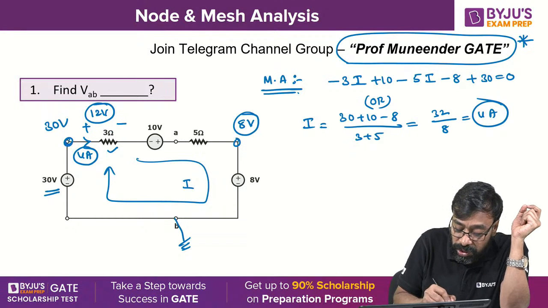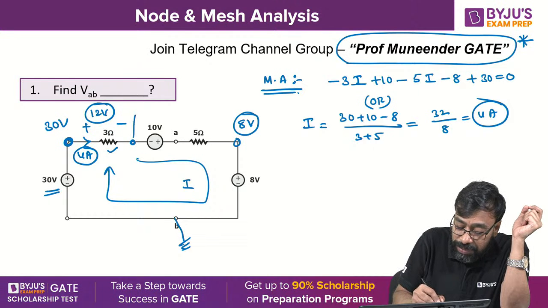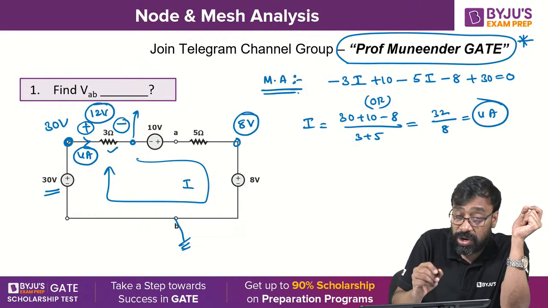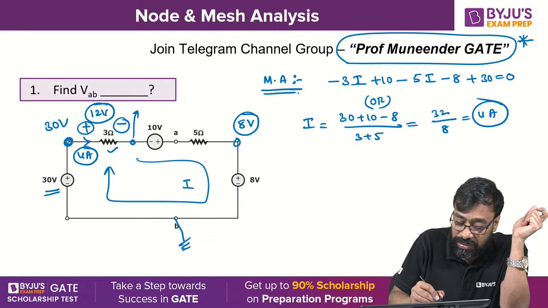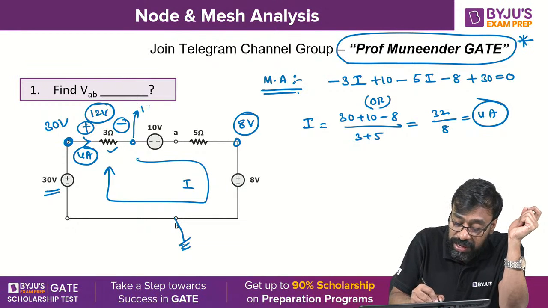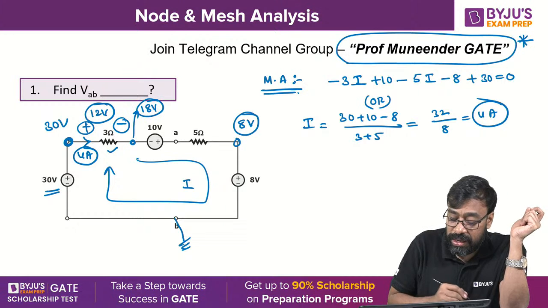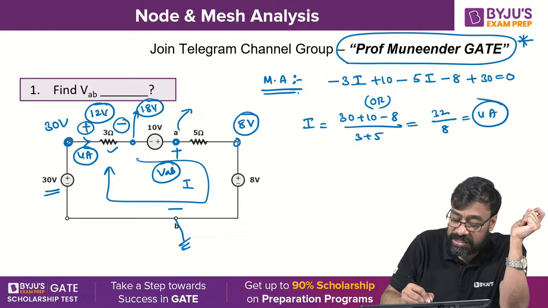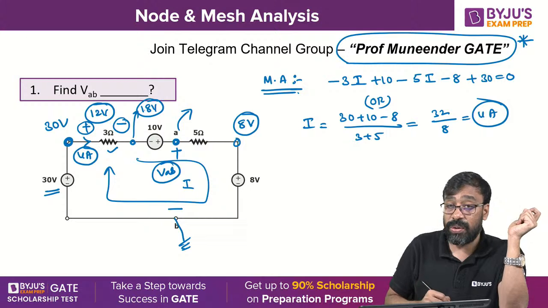Now jump from this point to this point. What will happen here? You are jumping from higher potential to lower potential. Therefore, drop the voltage: 30 minus 12. How much is it? 18 volts. Now jump from this point to this point because you require VAB. This is plus minus VAB. So this node voltage is nothing but VAB, because B is taken as 0 here.